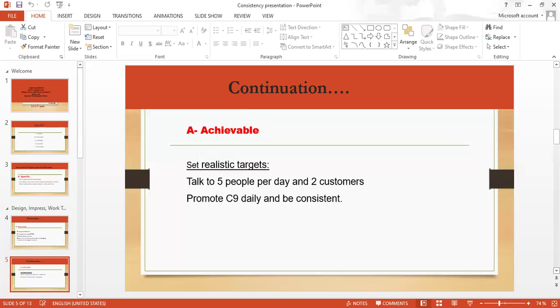So talk to 5 people, and when you say you are going to talk to 5 people, talk to those 5 people every day, even if you are not feeling like it. Some days we feel like, oh, I can't be bothered, but we need to continue talking to these 5 people as we put our goals. That way we will achieve it.